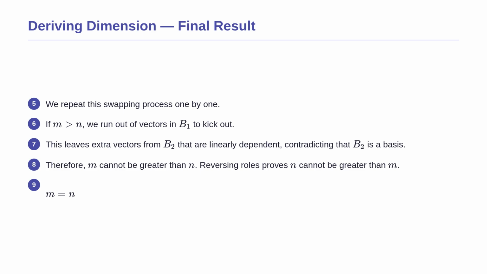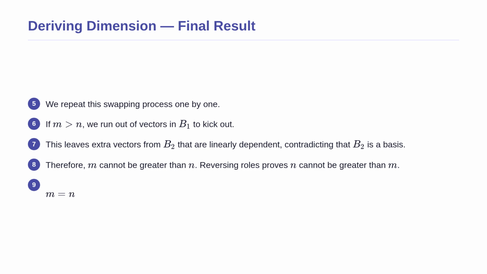Continuing our proof, we repeat this swapping process one by one. Each time we bring in a vector from B2, we must kick out a vector from B1 to keep the set independent and spanning. Now imagine if m, the number of vectors in B2, were greater than n. We would eventually run out of vectors in B1 to kick out. This would leave us with extra vectors from B2 that are linearly dependent on the ones we already swapped in. But this contradicts the very definition of B2 being a basis, which must be completely independent. Therefore, m cannot be greater than n.